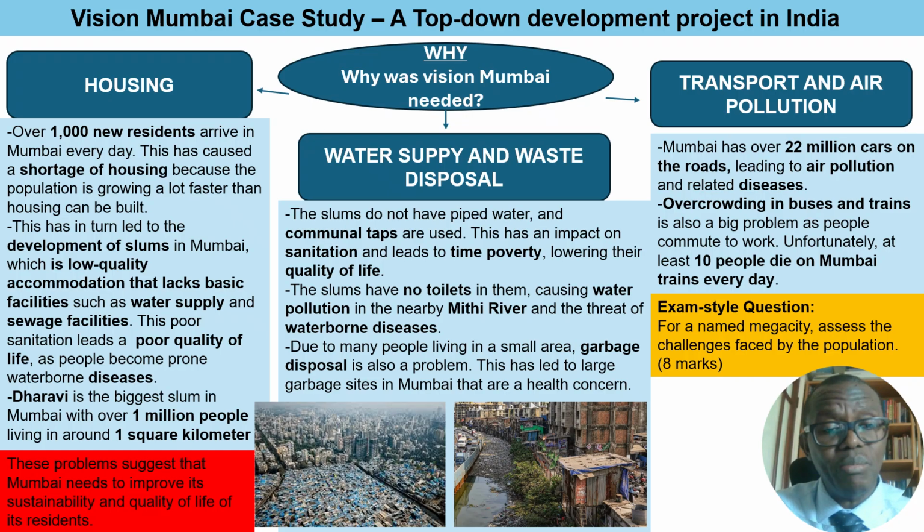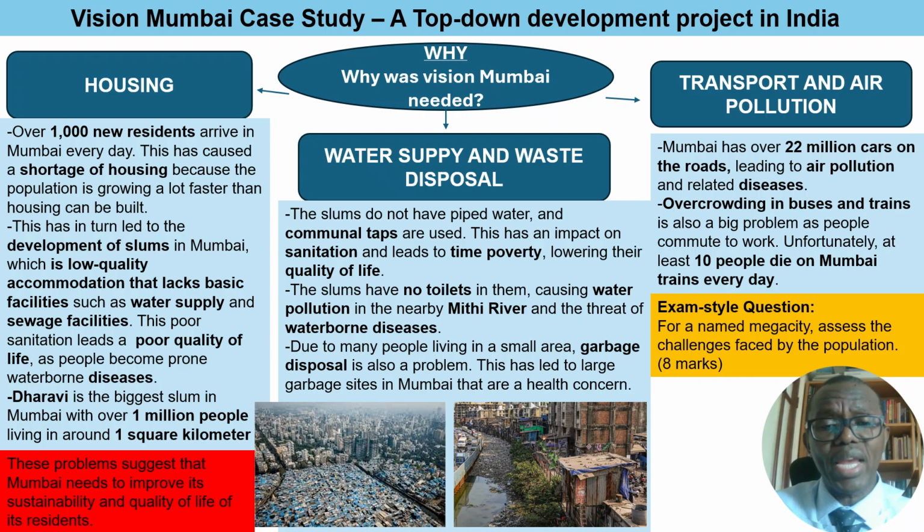We know that slums are low quality accommodation that lacks basic facilities such as water supply and sewage facilities. This poor sanitation also leads to a poor quality of life because people will be prone to diseases. Dharavi is the biggest slum in Mumbai with over 1 million people living in around 1 square kilometer. So that is a big problem. Housing is a big problem. There is a need to get people in better housing and better accommodation.